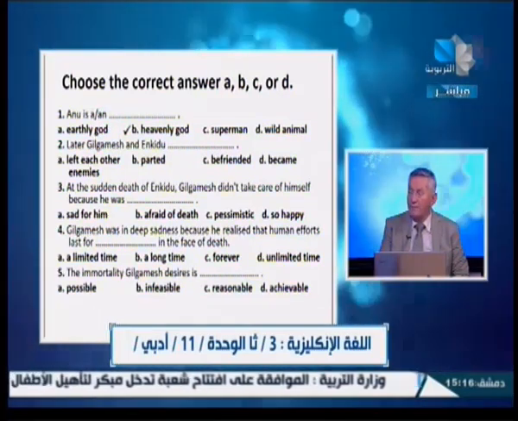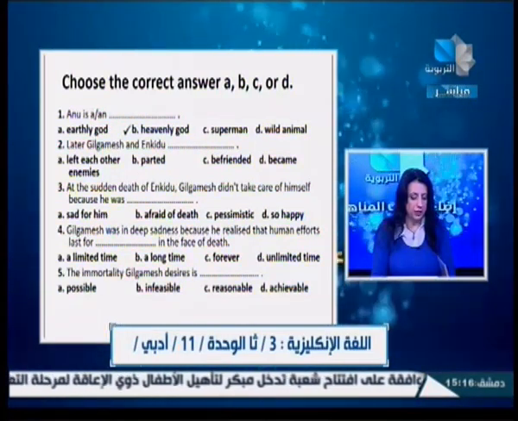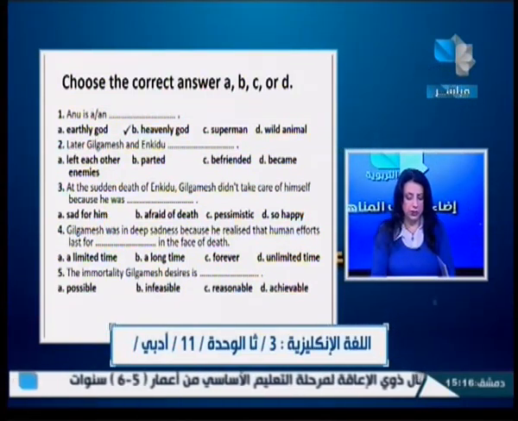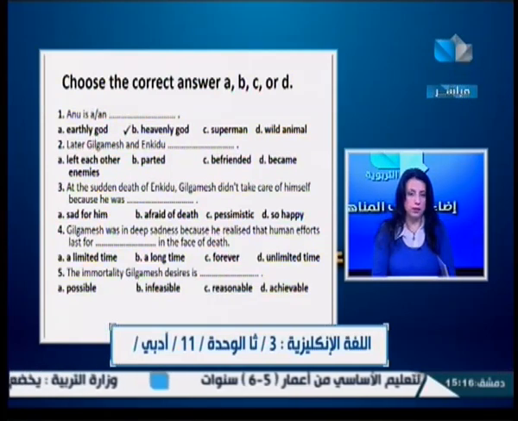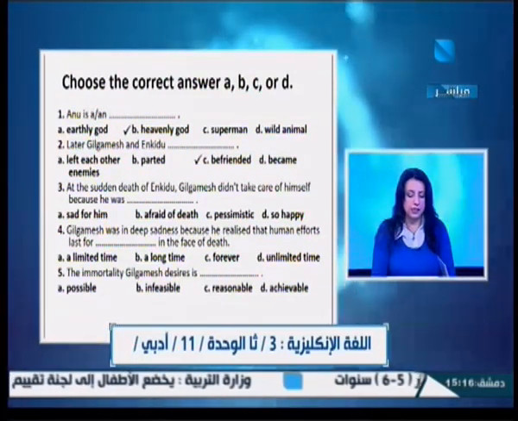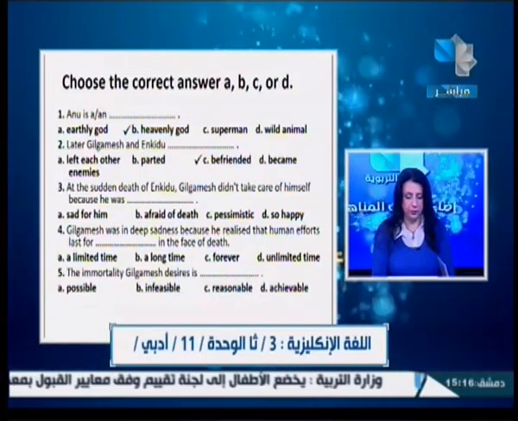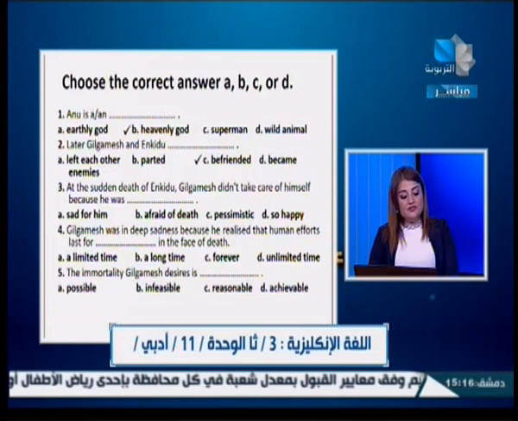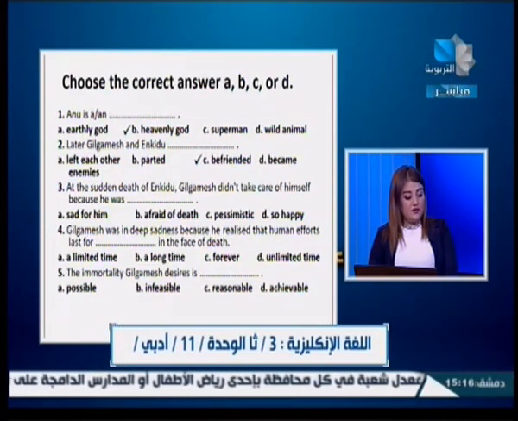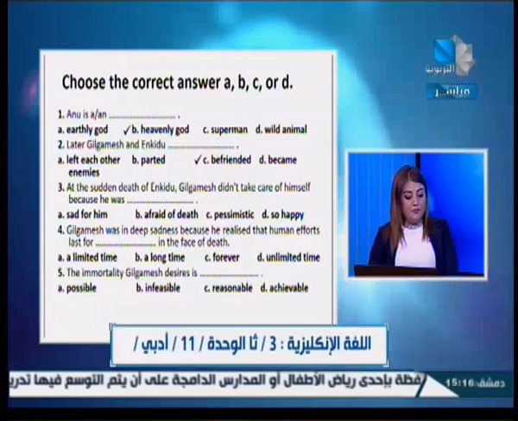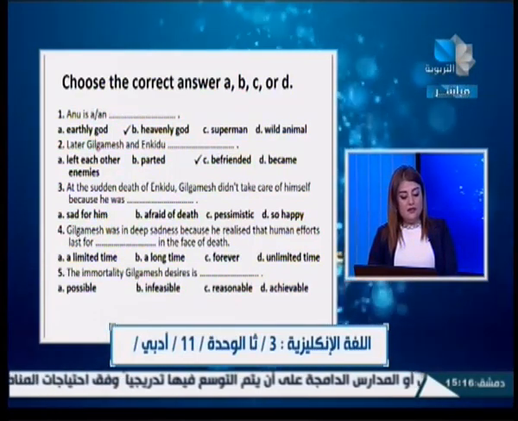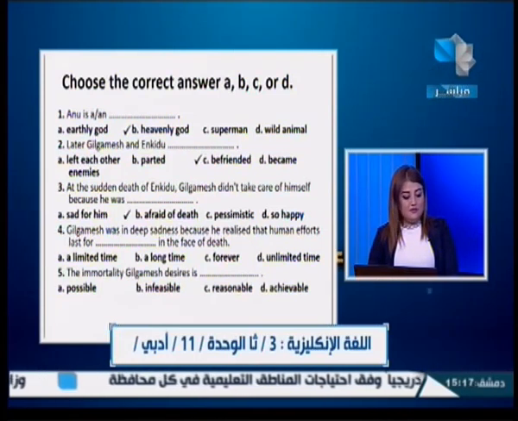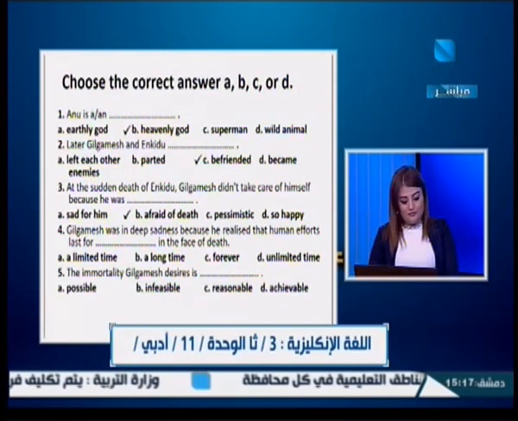Number two, later Gilgamesh and Enkidu, A, left each other, B, parted, C, befriended, or D, became enemies. Well, they became good friends, so it's letter C, they befriended. Number three. In the last days of Enkidu, Gilgamesh didn't take care of himself because he was A, sad for him, B, afraid of death, C, pessimistic, D, so happy. The answer is B, afraid of death.